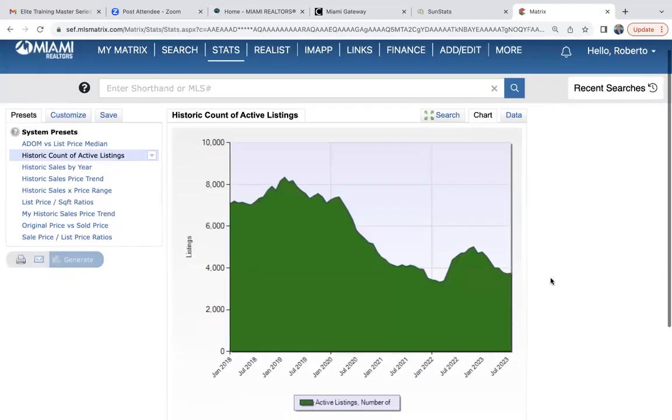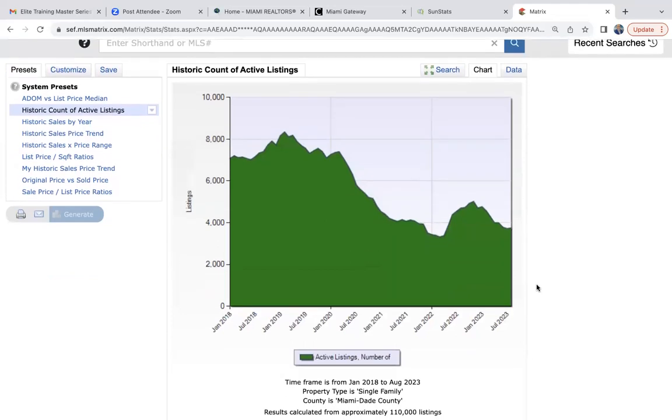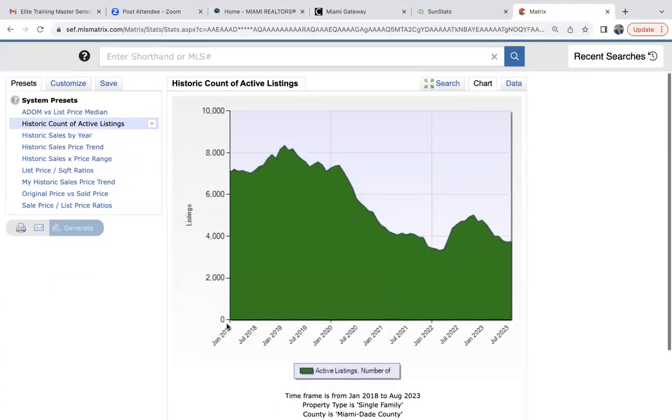So taking a look here at the chart, going back what it seems to be 5 years. All right, so going back to 2018, we were slightly over 8,000 active listings. And then look what happened as we approached 2020, right? The market completely dipped, the active listings completely dipped. And at some point in 2022, we started increasing our active inventory. And now in 2023, we're actually experiencing a decrease. All right.